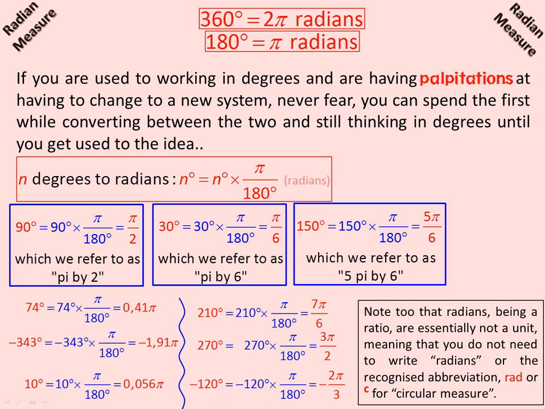Note that radians, being a ratio, aren't really a unit. So you don't have to put radians there. That's why this is faded and in brackets. But if you want to indicate that it's radians, then you can always put RAD, the abbreviation, or superscript c for circular measure, and those are the symbols for radians.